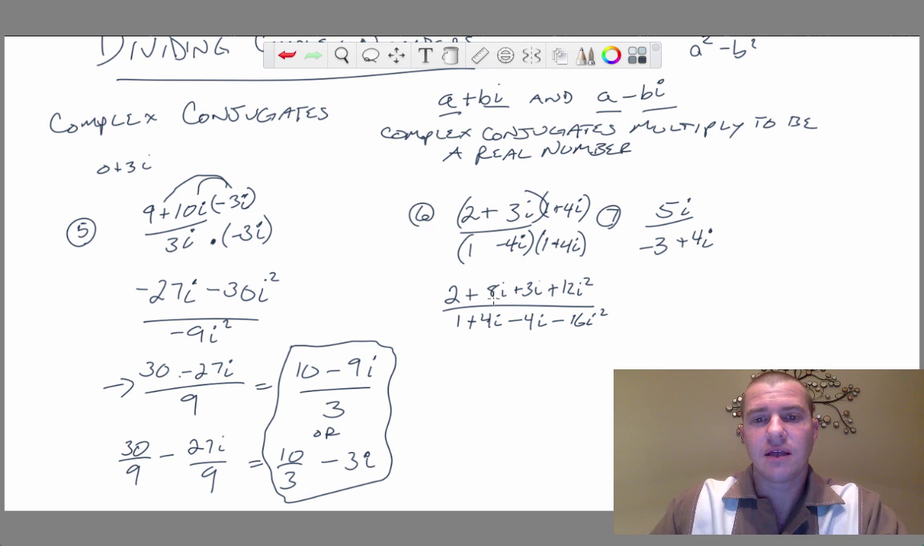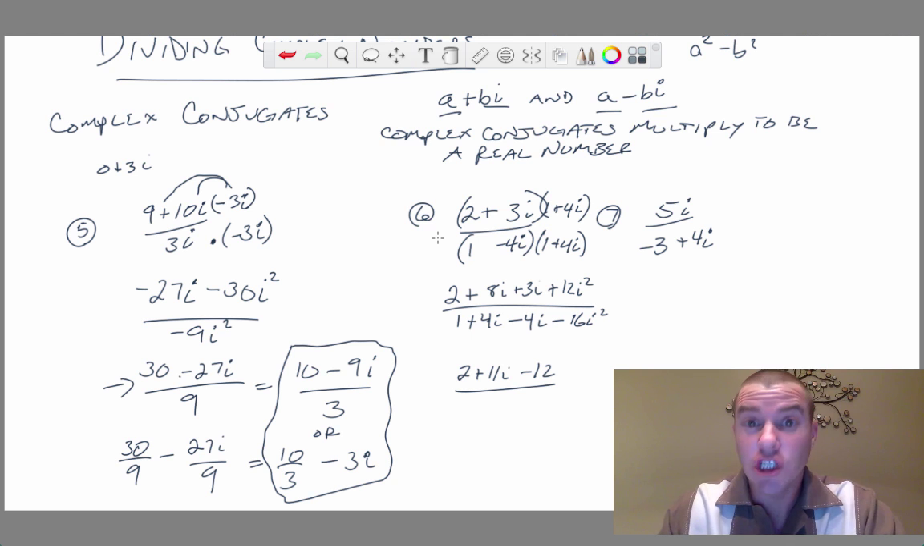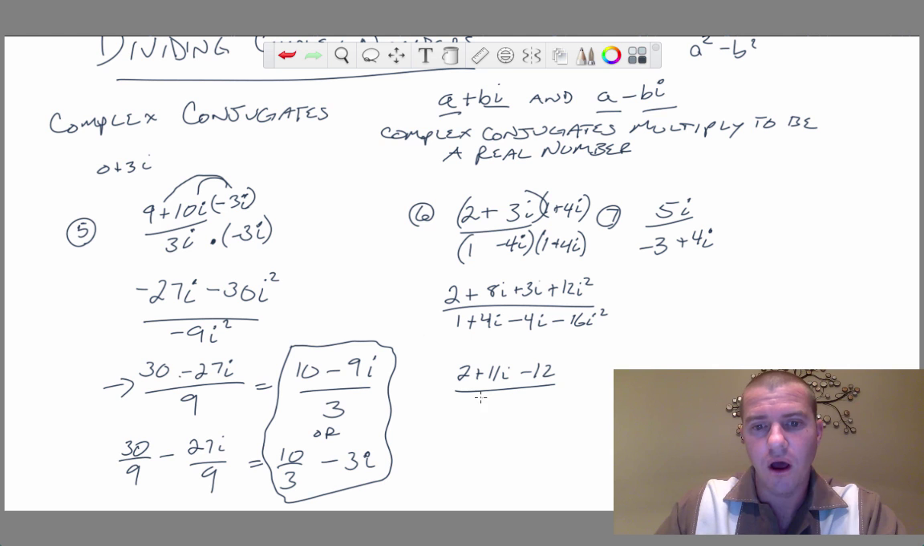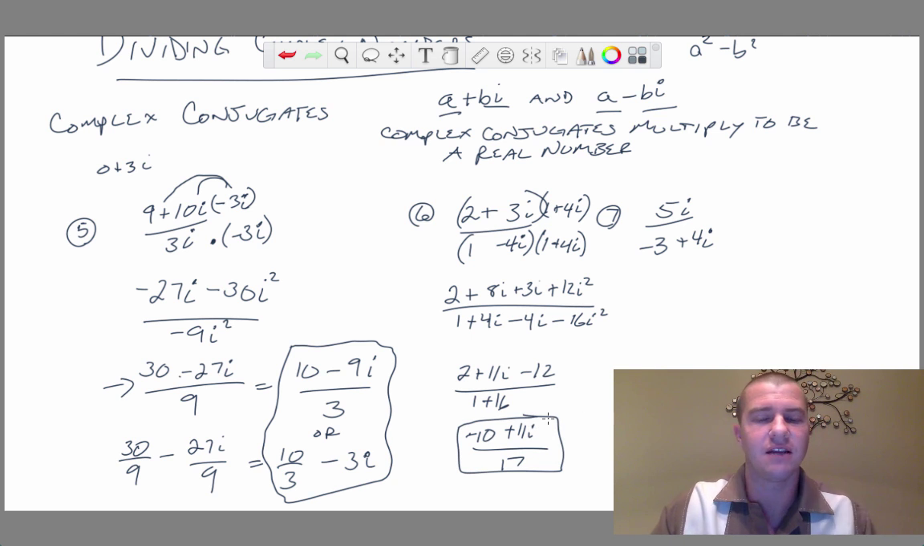And so the top, I'm going to go a little quicker on this one to save time. I'm left with this: the two i's in the middle combine to be 11i, and this becomes minus 12. The two i's in the middle in the denominator cancel out, which they should. If they're not canceling out, it's not the conjugate. And this is left with 1 plus 16, and then to simplify those, I get negative 10 plus 11i over 17. And that can't simplify. Nothing goes into 10, 17, and 11. 17 and 11 are both prime numbers, and so that is it.